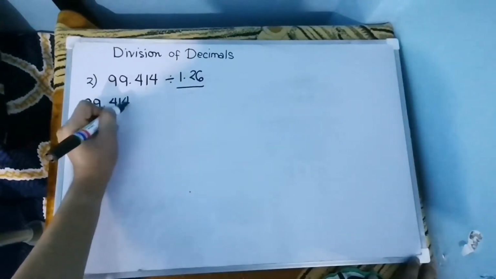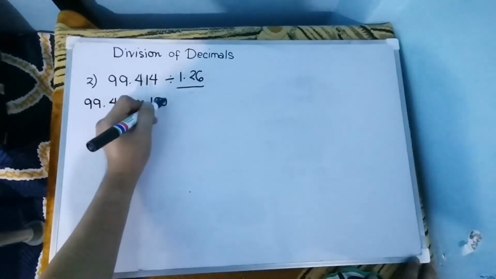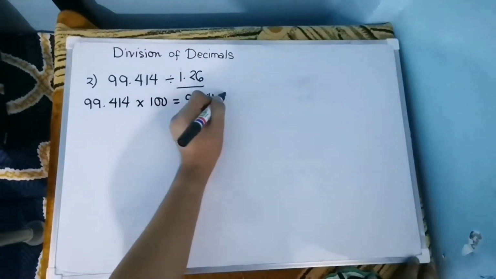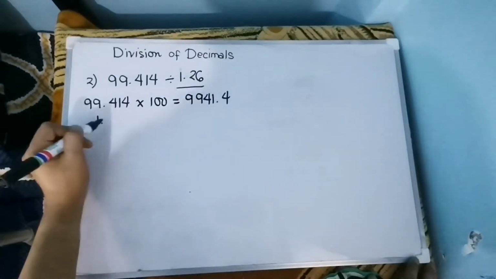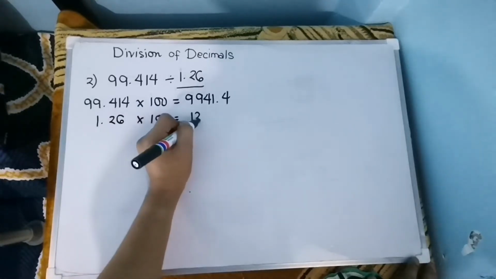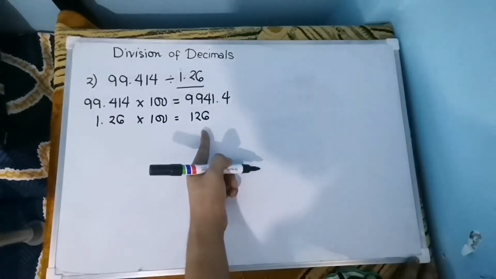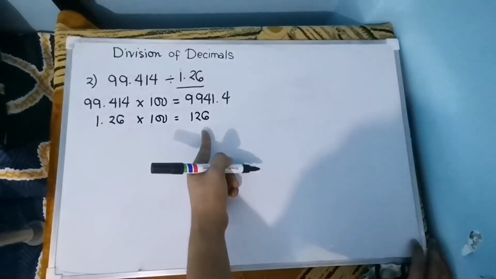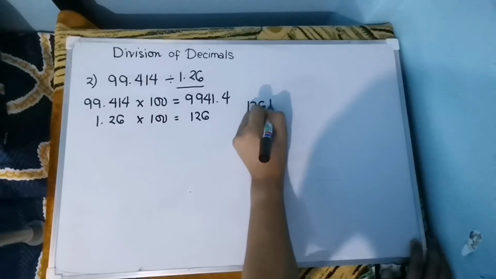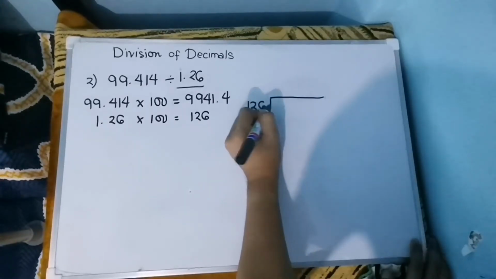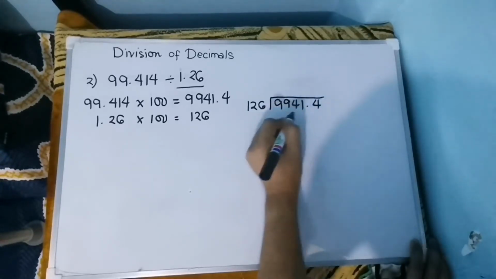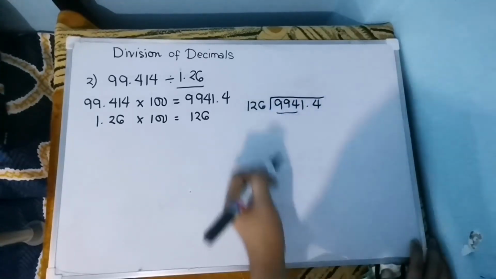So that is 99.414 times 100. That will become 9,941.4. And then 1.26 times 100, it will become 126. So therefore, whole number na itong ating divisor. So let's start dividing for our step 2. So 126 divided into 9941.4. So let's start with 994.